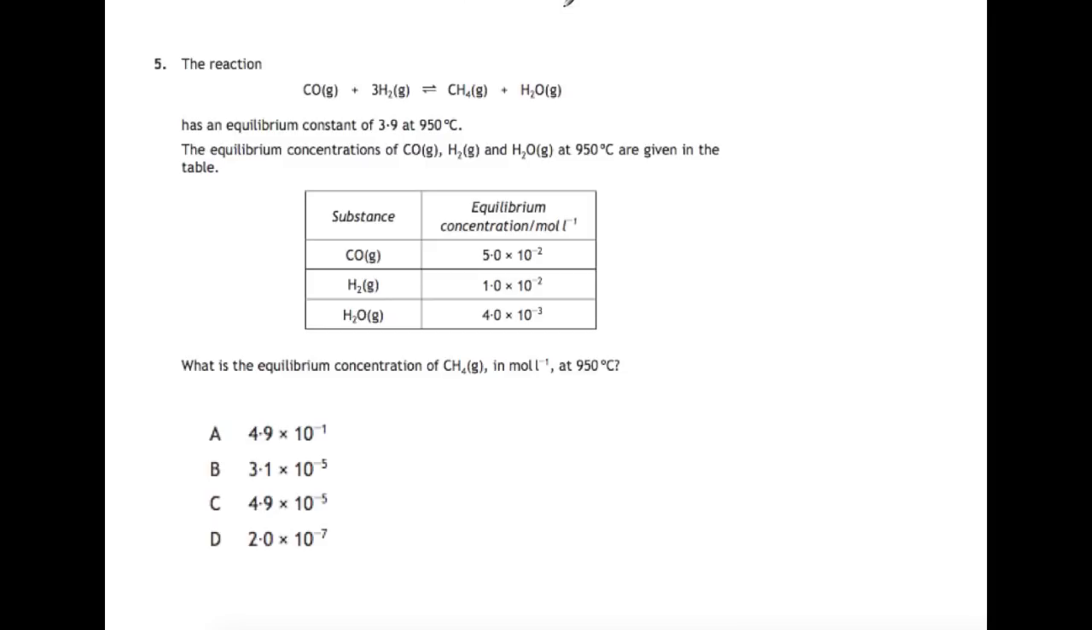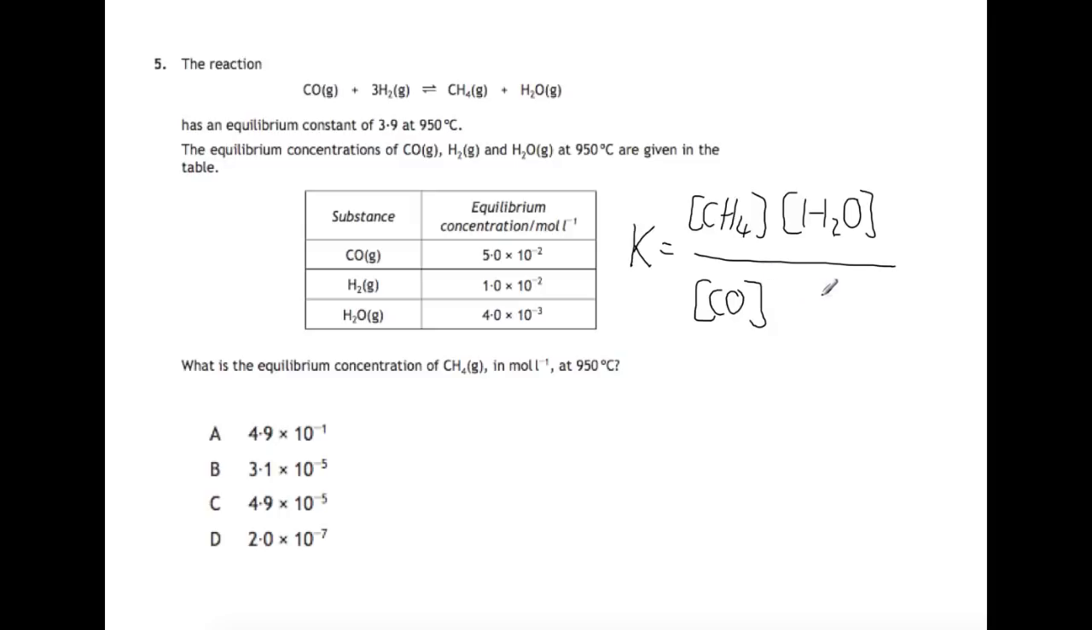So for this one here, we need to do a bit of a calculation. You need to be able to write out your K equation for this equilibrium. It's going to be the products on the top and then the reactants on the bottom. So we've got the concentration of methane multiplied by the concentration of water, which is included in this case because it's a gas, not a liquid, and then divided by the concentration of carbon monoxide multiplied by the concentration of hydrogen raised to the power of 3 because of the 3 here.